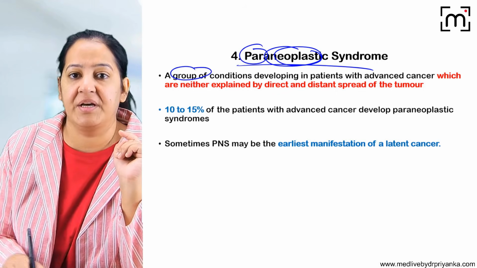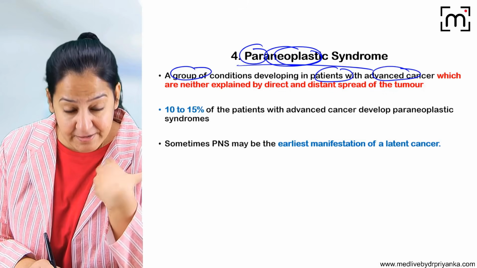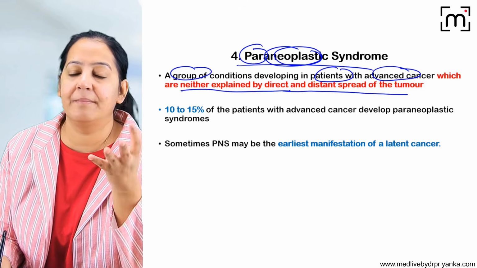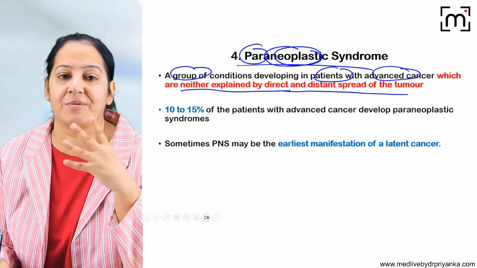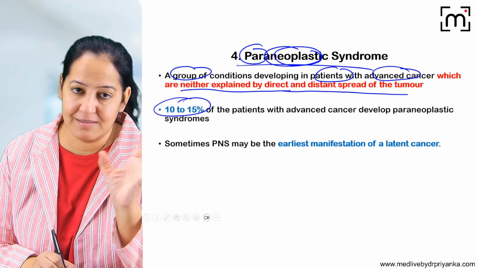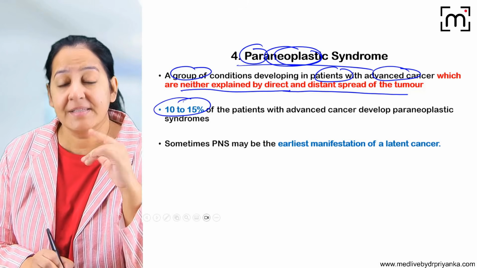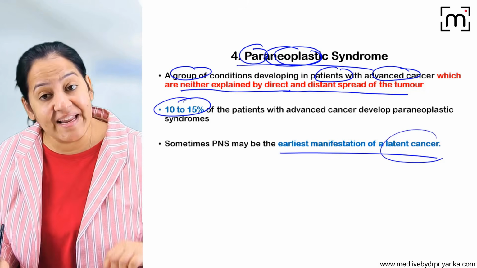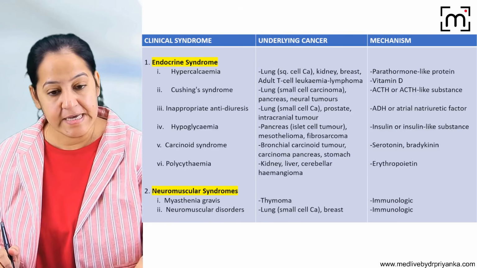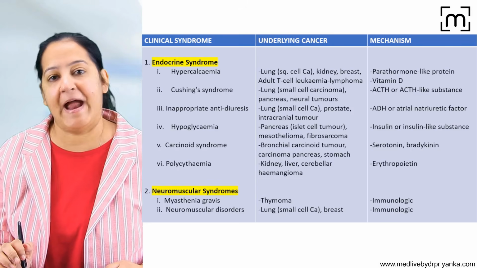It's a group of conditions in which patients with certain advanced cancer present with symptoms which are neither explained directly nor explained by the metastasis of the tumor. So some other symptoms are there. About 10 to 15% of cancer patients develop these symptoms; not all cancer patients do. Sometimes it is the earliest manifestation of a latent cancer. The cancer is hidden and the patient is presenting with these symptoms. Got my point? So you should know the definition of paraneoplastic syndrome and the list.